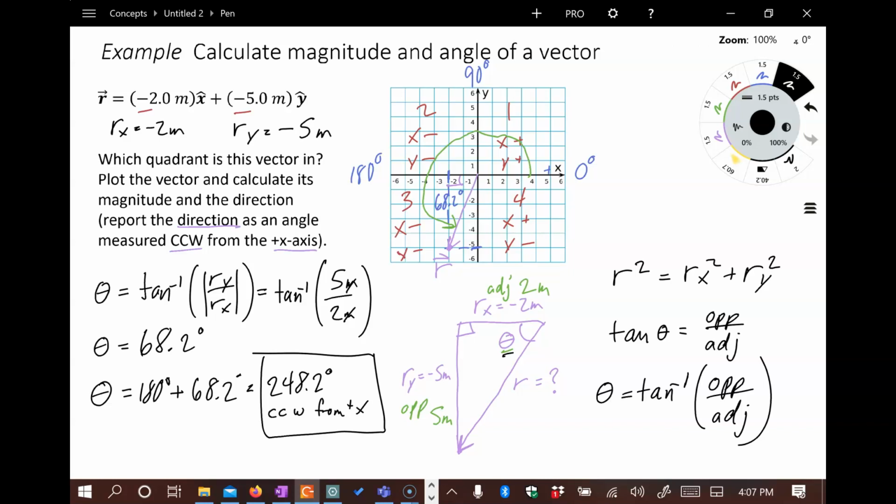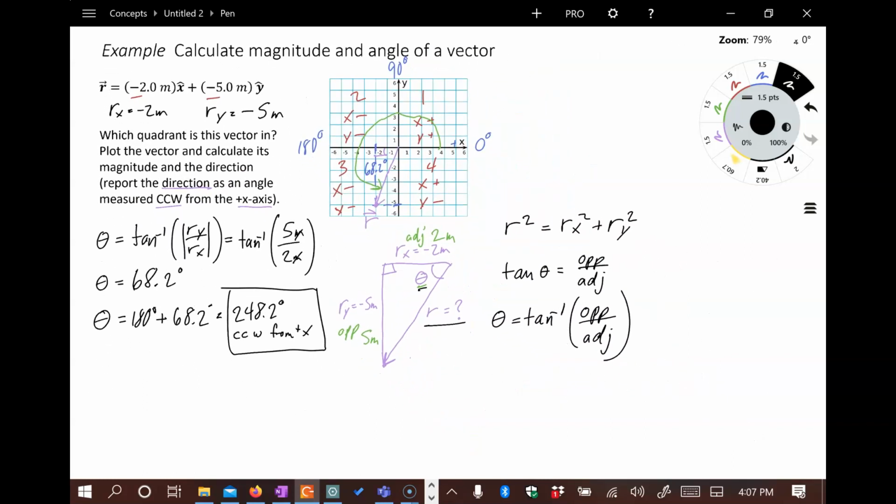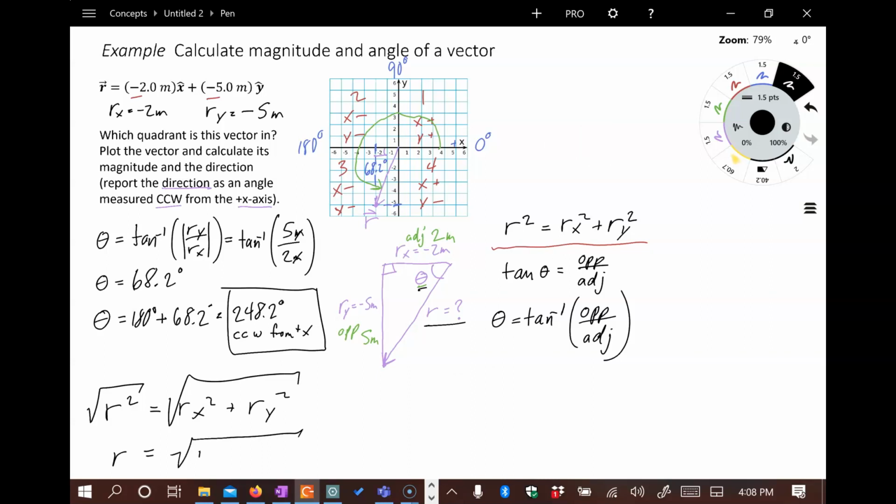Now, if I want to do the magnitude, what's the hypotenuse here? That isn't always a pretty easy one to do. We're going to use the Pythagorean theorem here. And so I'm going to write this as r squared equals rx squared plus ry squared. Let's take the square roots of both sides. Typically, math says this is plus or minus, but we know that magnitudes are always positive, so we just take the positive sign there. And so r is equal to the square root of rx squared plus ry squared.